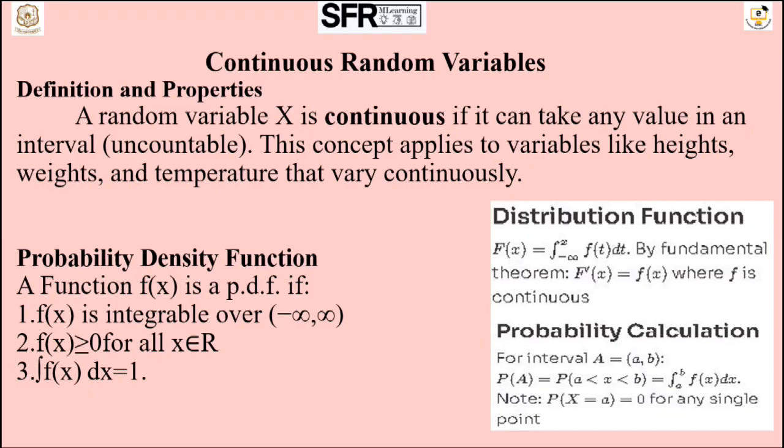The probability density function is also defined for a continuous random variable. It satisfies 3 conditions: f of X is integrable over minus infinity to infinity; f of X is greater than or equal to 0, a non-negative value; and the integral of f of X must be equal to 1, like the probability mass function summation Pi equal to 1, that is, the integral from minus infinity to infinity of f of X dx is equal to 1. I am giving the distribution function, and the probability calculation is also given as a hint.